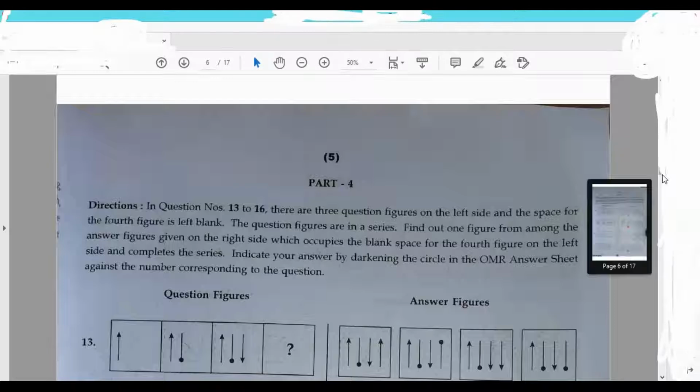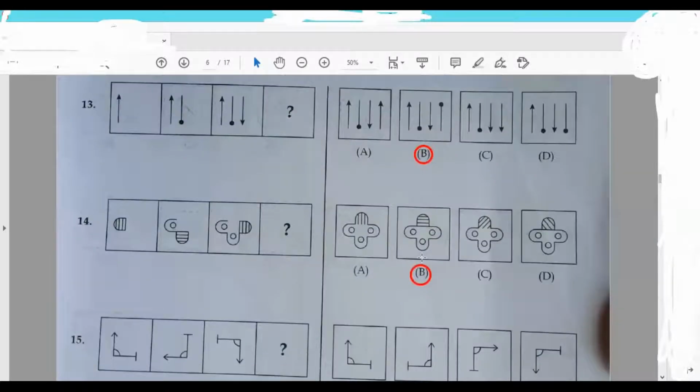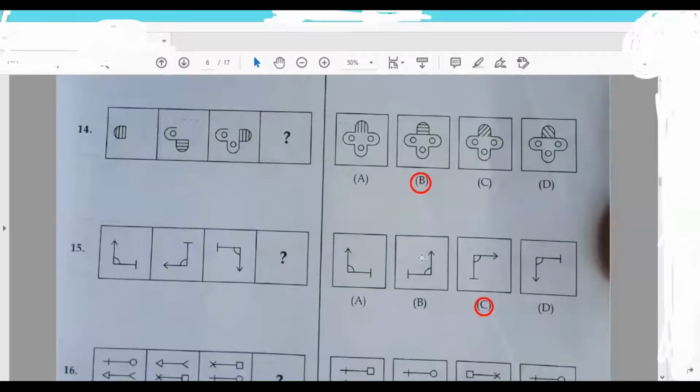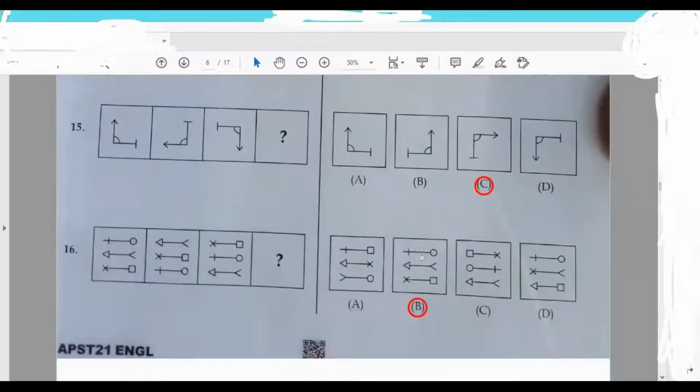Now for 14th, it is B again. For 15th, it is C. For 16th, it is B. So this is how you are going to find out the answer figure accordingly.